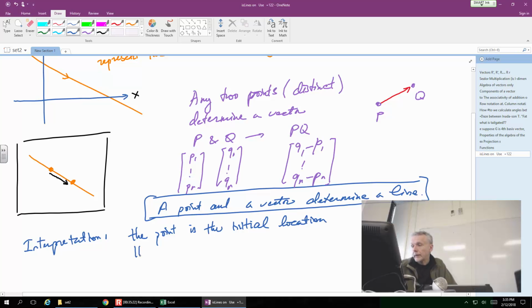And the vector, what do you think the vector is? It is the direction, yeah, but in terms of motion there is something missing. You can even be more specific than the direction.